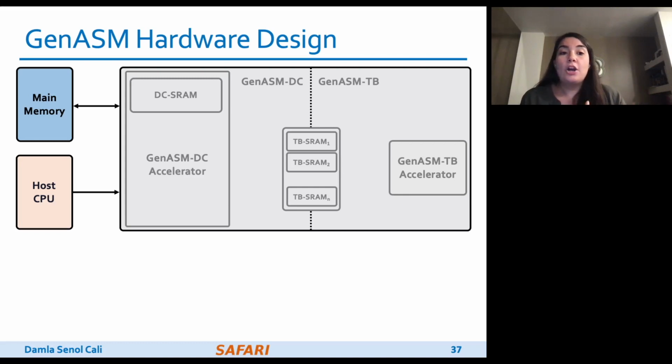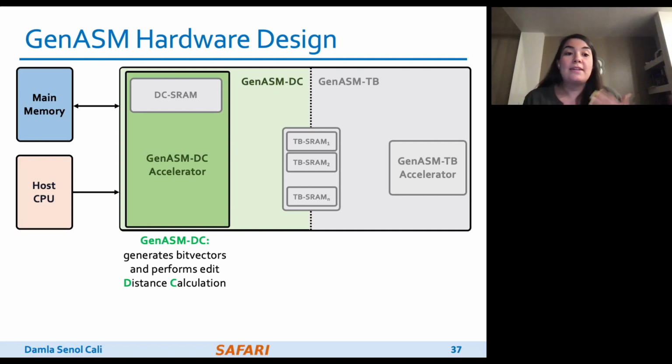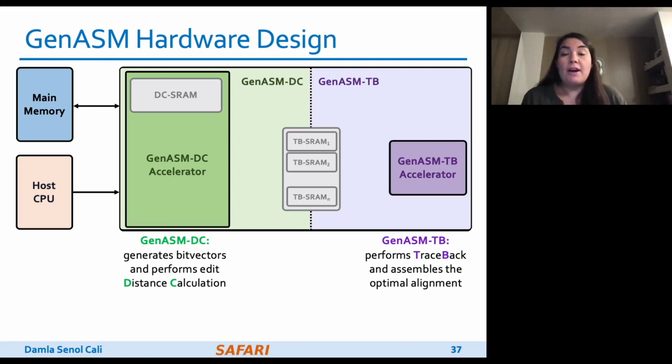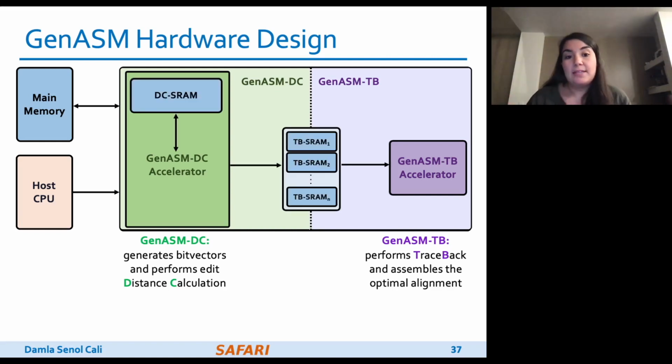So our co-design hardware consists of 2 components. First, GenASM-DC, which provides hardware support to efficiently execute our GenASM-DC algorithm, which is the modified BitAP algorithm that performs distance calculation. And second, GenASM-TB, which provides hardware support to efficiently execute our new traceback algorithm to find the optimal alignment. GenASM also has 2 types of SRAM buffers, DC-SRAM and TB-SRAMs. So let's look at the high-level overview of GenASM.